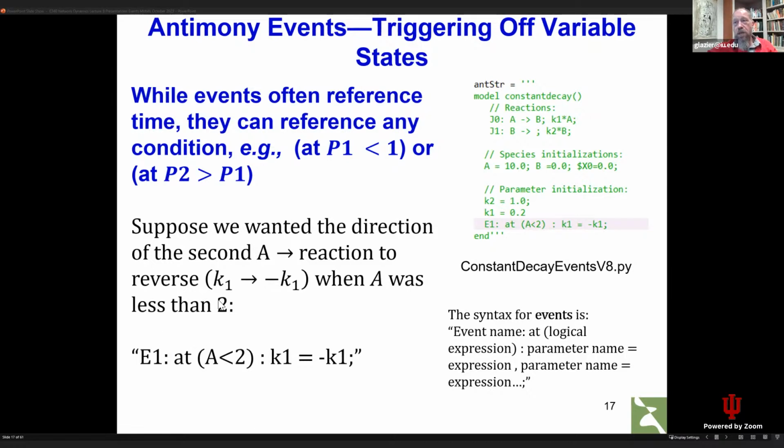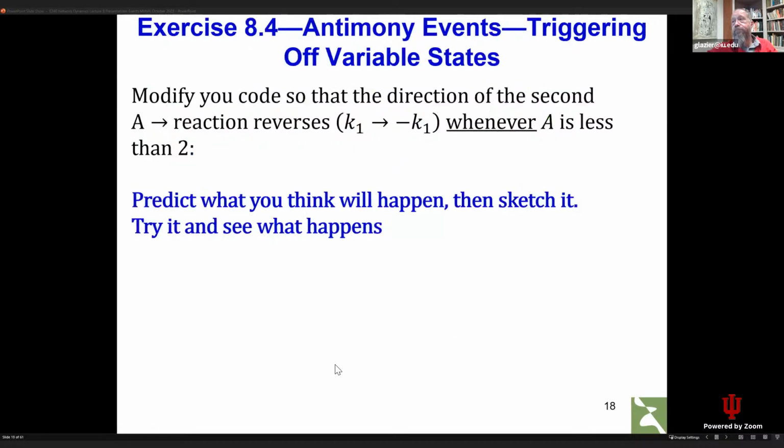So here I could say, suppose we want the direction of our reaction to reverse not at a fixed time, but when A gets to be less than 2. Then we type at A less than 2, K1 equals minus K1. Okay. So why don't you try that? Modify your code so the direction of the reaction reverses whenever A is less than 2.